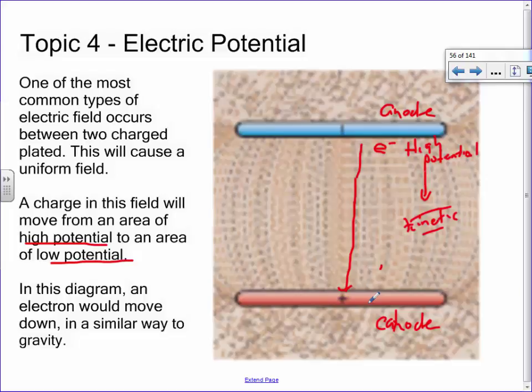So what we're going to use today is the word electric potential. That's kind of the key word here. We're talking about what sort of potential energy an electron or a proton has. Okay. Now, if we talk about a proton, just flip the scenario, right? So where would a proton have high potential?